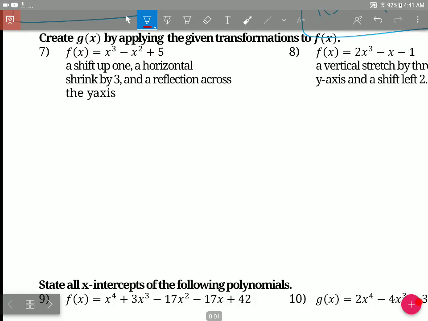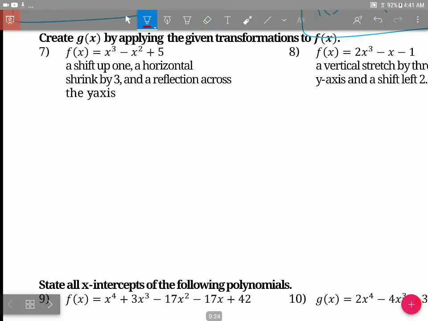Okay, it says to create g of x by applying the given transformations to f of x. So what that's asking you to do is say, hey, if I've got these transformations, I want to apply them to that function. Okay? And the way you're going to do that is think of it this way. Let's go ahead and build a quick model.